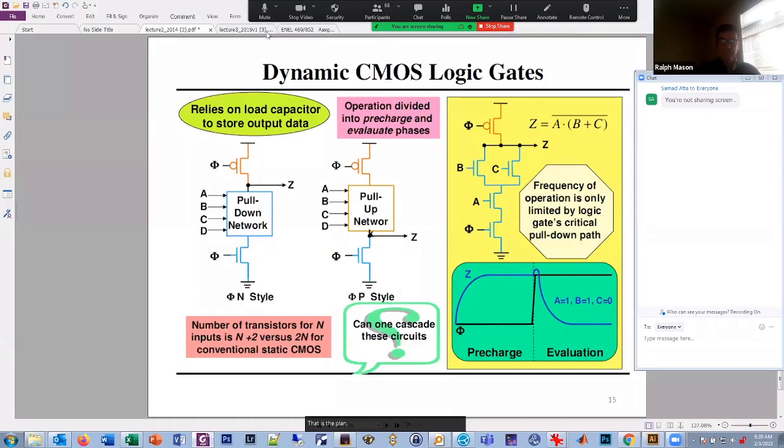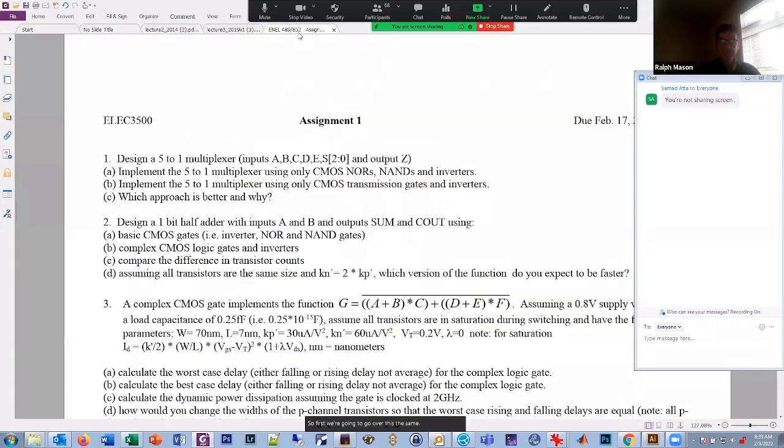So first, we're going to go over this assignment quickly. So this was assignment 1.